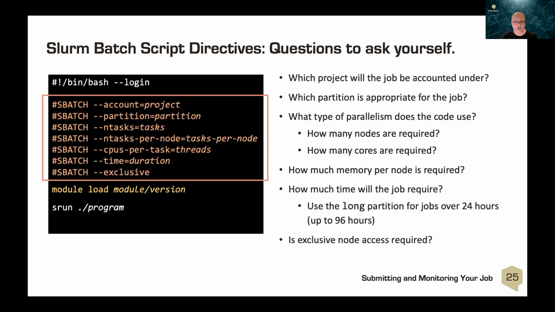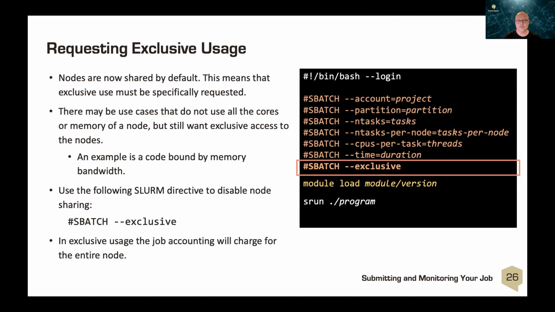Each Slurm batch script should have the following directives: an account directive, which associates the job with the project, a partition directive, which selects the partition to run the job, node, task, and CPU directives, which describe where and how many parallel tasks will be run, and how many cores each will require, a time directive, which describes the maximum runtime of your job, and lastly, if required, a directive requesting exclusive node access.